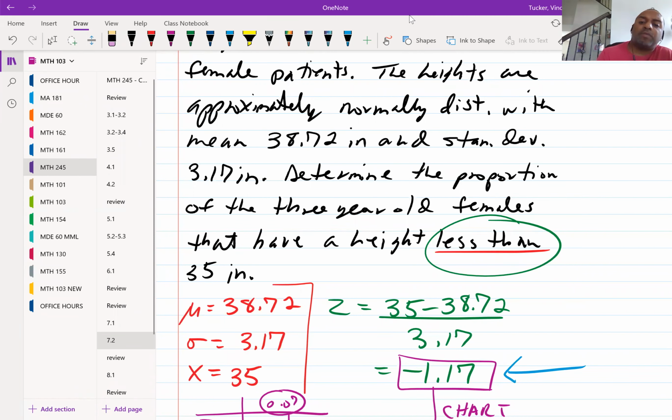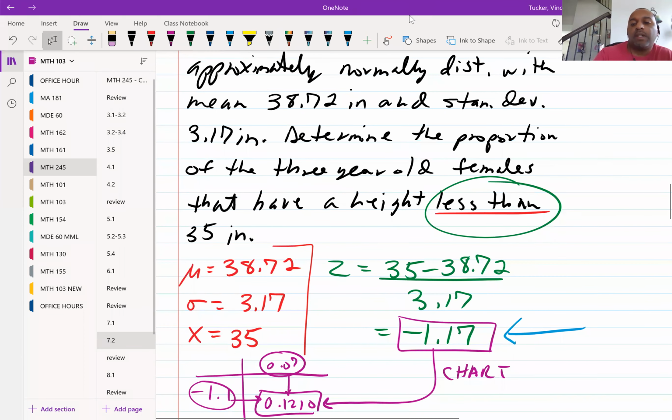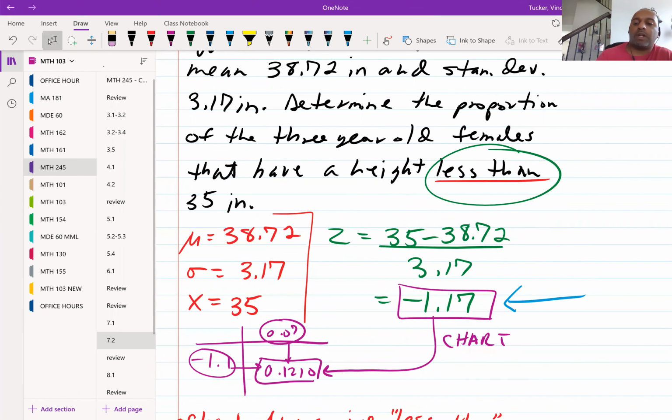All right. So plug it into the z-score formula. So that'd be 35 minus 38.72 divided by 3.17. Always round to 2 decimal places. So it's negative 1.17. And now you go to the chart. So I'll go to the chart, just to do the process again, just to give you a chance to write. We're looking at negative 1.17 when we go to our chart.